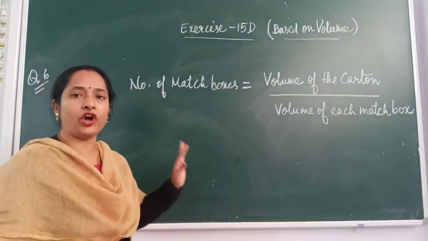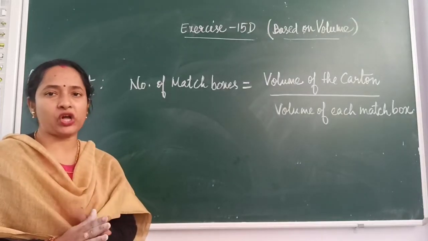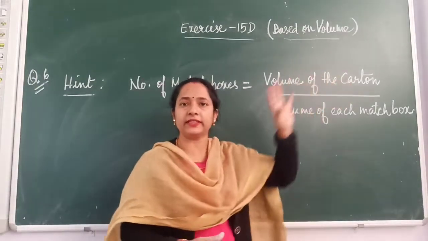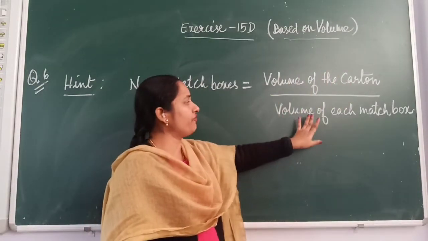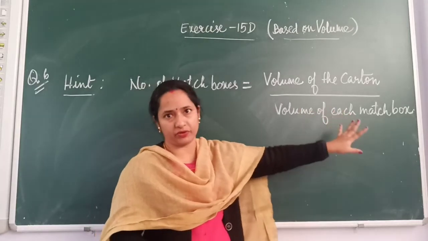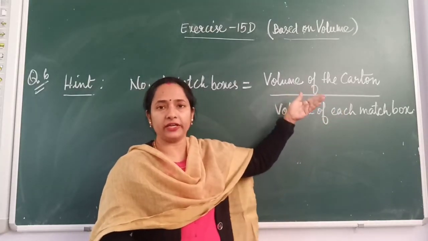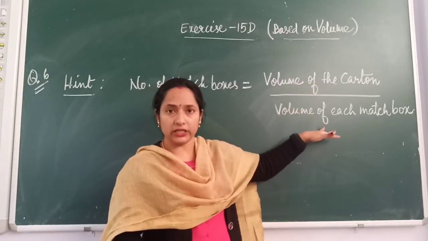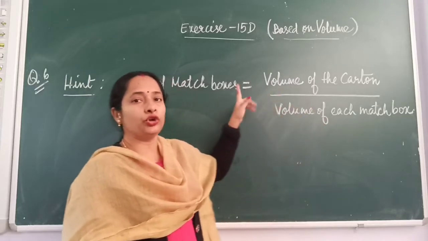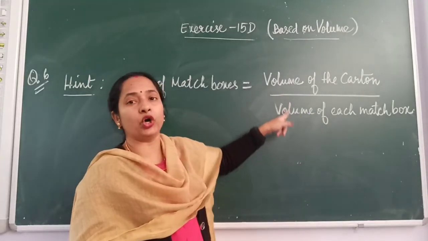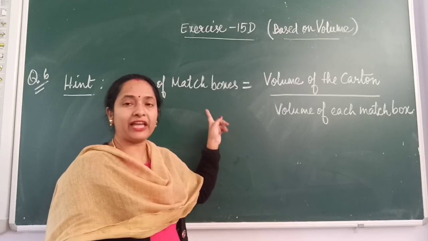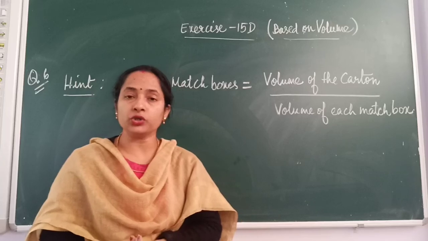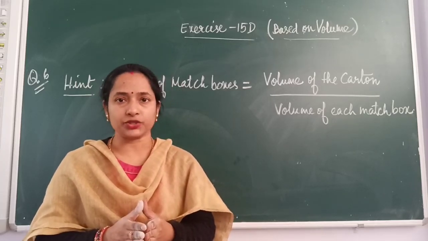So children, the hint for finding the number of match boxes in question number 6 is: find the volume of the carton with the help of the given dimensions, and also find the volume of one match box with the help of its dimensions. Now after finding both volumes, divide them to find the number of match boxes that can be filled in the carton. Okay, you try this. Whatever doubts there will be, we will discuss in the online class. Okay, thank you.